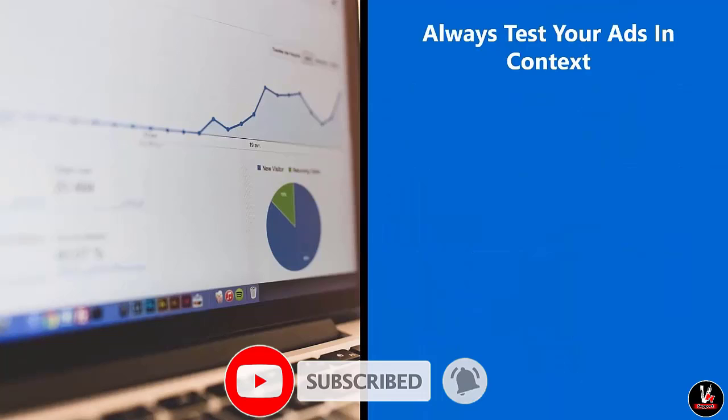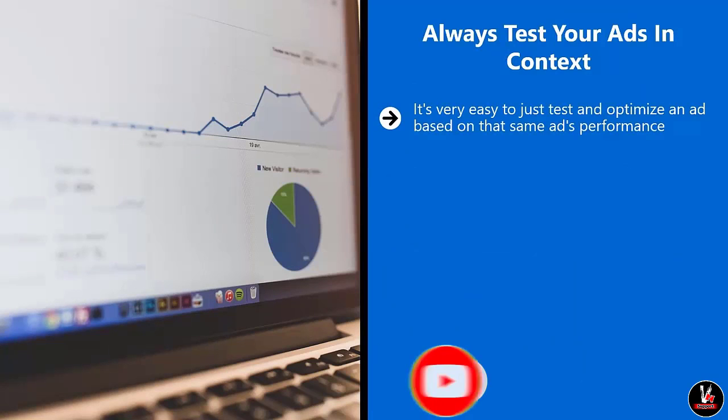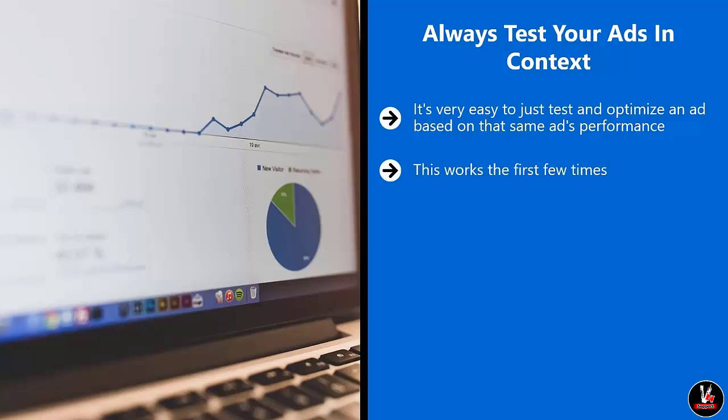Always test your ads in context. It's very easy to just test and optimize an ad based on the same ad's performance. For example, if you're running your first ad, it's very easy to do this because you can see which of the ad variations is doing really well. But when you do this, you're just comparing the ad against its own performance. This works the first few times, but if you've been running ad campaigns on Facebook for an extended period of time, or you've spent quite a bit of money on your ads, compare them against each other.